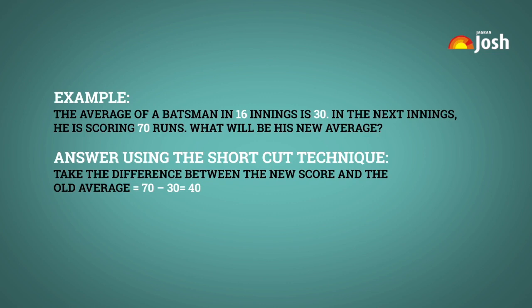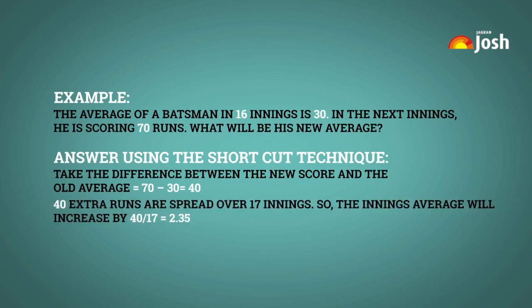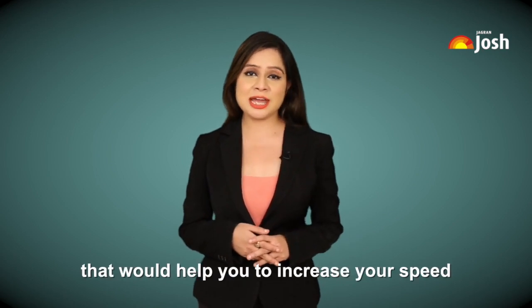This will give you the average increase as we had told you. So if we apply this to our example, 40 extra runs are spread over 17 innings. So the innings average will increase by 40 divided by 17, which is equal to 2.35, which is of course our average increase. And the final step to get our answer is to multiply the average increase by the sample size. So in this case, the average increases by 30 plus 2.35, which is equal to 32.35. And hence that is the way how the shortcut technique gets you the same answer through a much faster and better option.